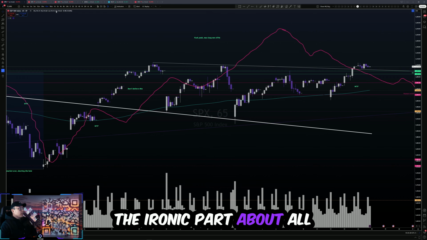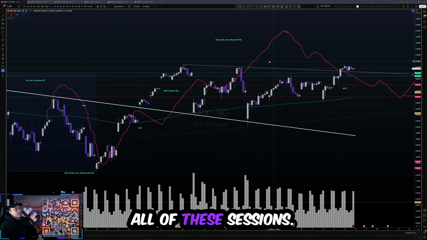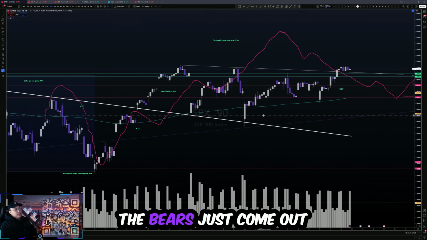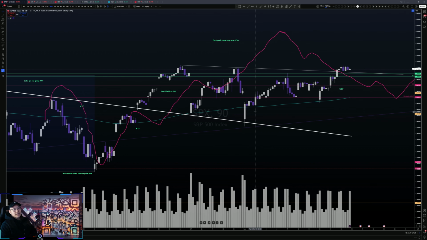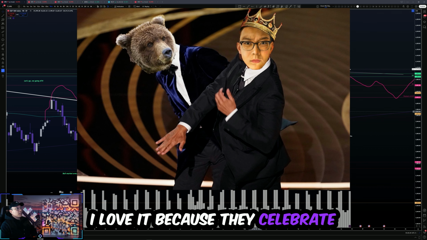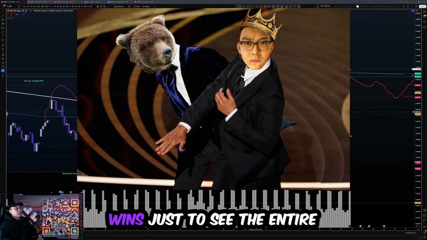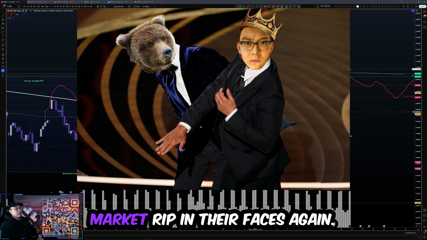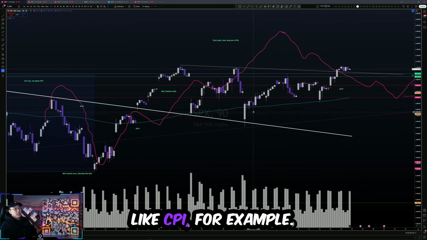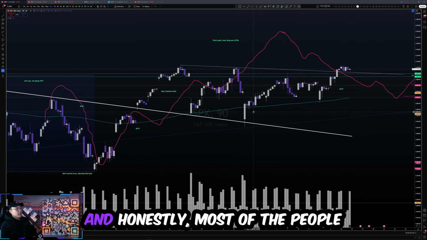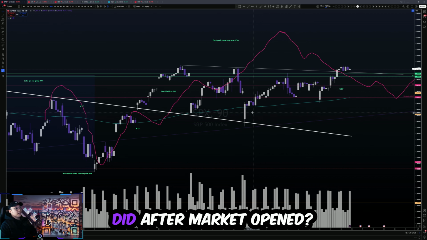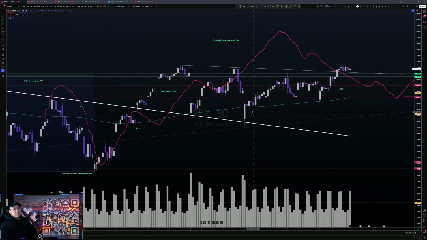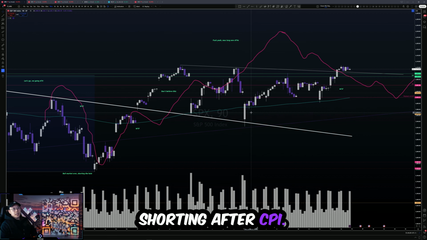The ironic part about all this is that throughout all these sessions, the bears just come out of nowhere and celebrate. And I love it. I love it because they celebrate their temporary 30-minute wins just to see the entire market rip in their faces again. Like CPI, for example. People celebrated CPI. And honestly, most of the people probably were not short for CPI. So what do you think they did after market open? They likely tried shorting after CPI.